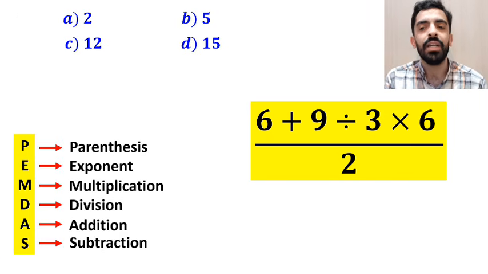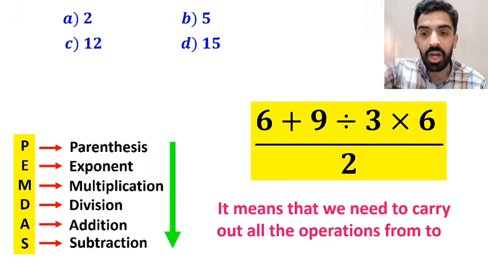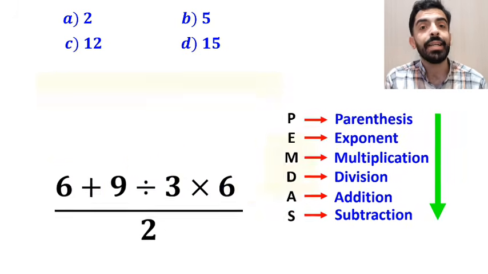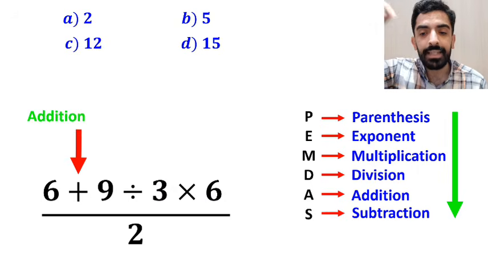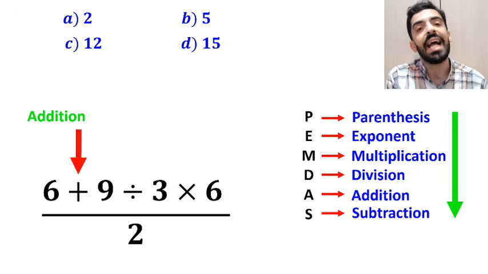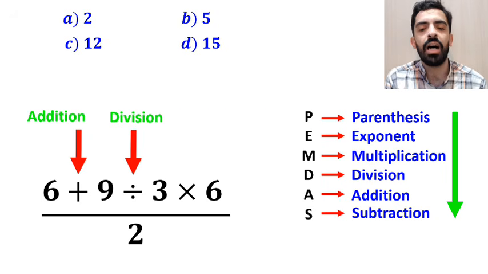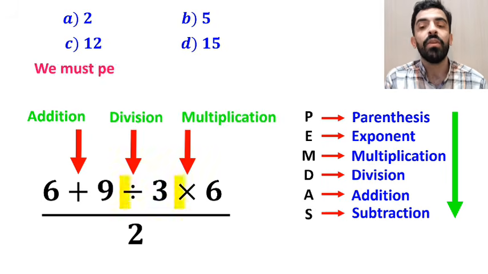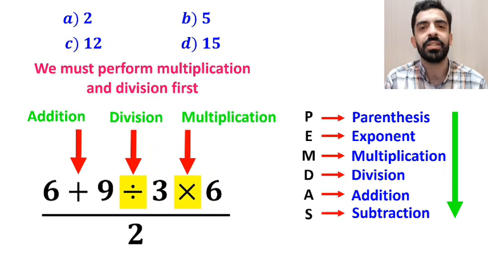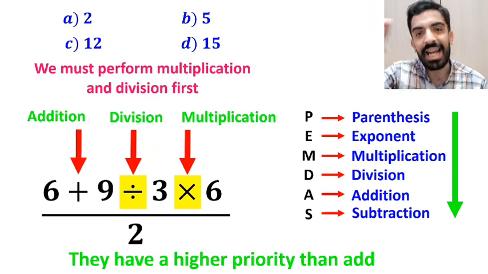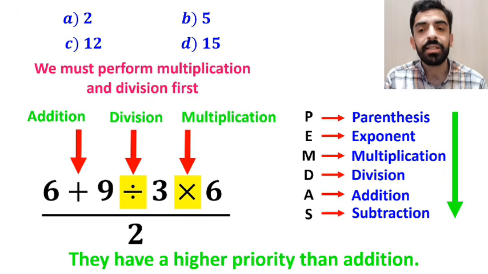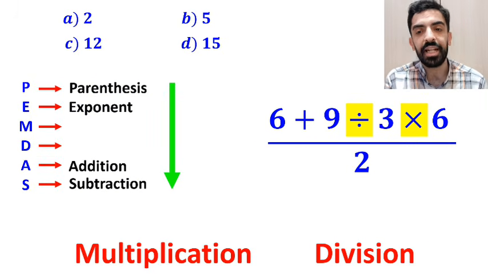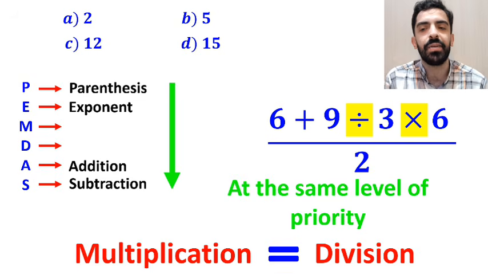To solve this question, we must strictly follow the steps outlined by the PEMDAS rule. It means that we need to carry out all the operations from top to bottom in order. As you can see on the screen, in the numerator of this fraction, first we have an addition sign, then a division sign, and finally a multiplication. According to the PEMDAS rule, we must perform multiplication and division first, because they have a higher priority than addition. However, it's very important to remember that multiplication and division are at the same level of priority.